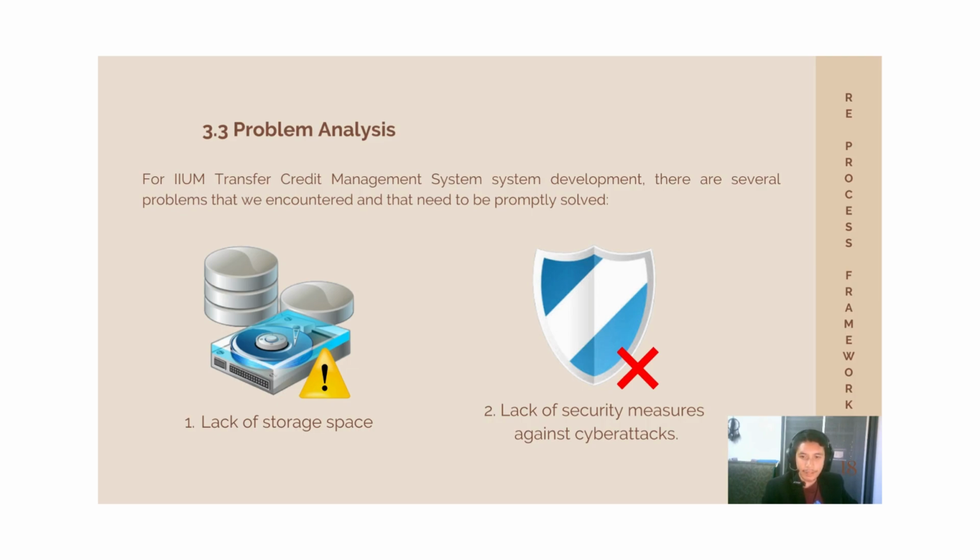Second is the lack of security measures against cyber attacks. During the system implementation for the IIUM transfer credit management system, we noticed that our system is vulnerable to cyber attacks due to the lack of a firewall to protect and mitigate the attack from being detrimental to our system. For this problem, we will implement a firewall using OpenBSD packet filter to filter any threatening network packet from entering the system. Right, that's all for me.